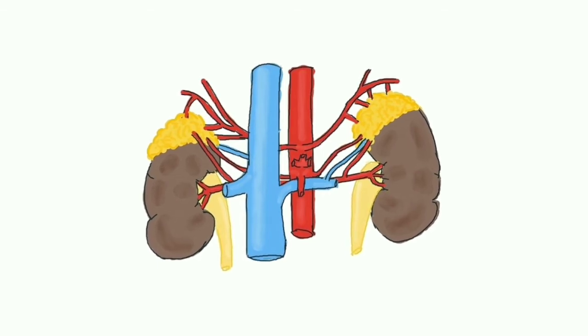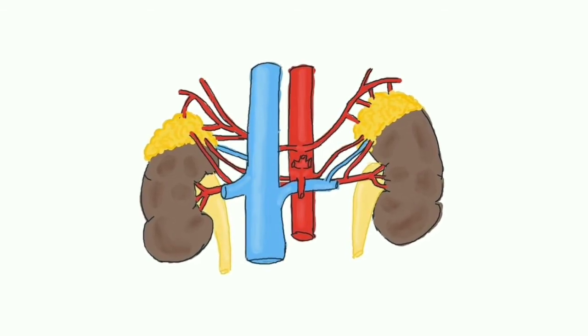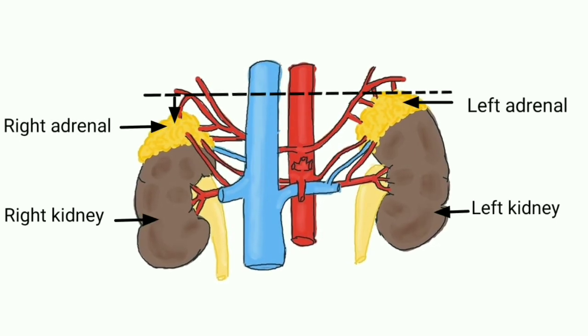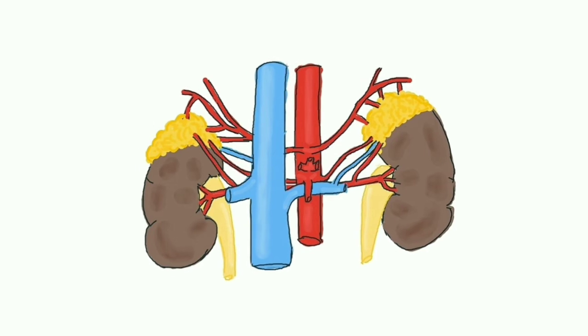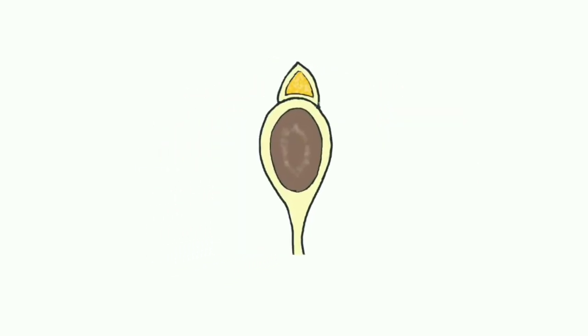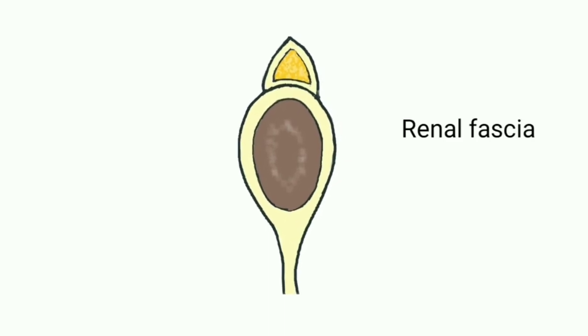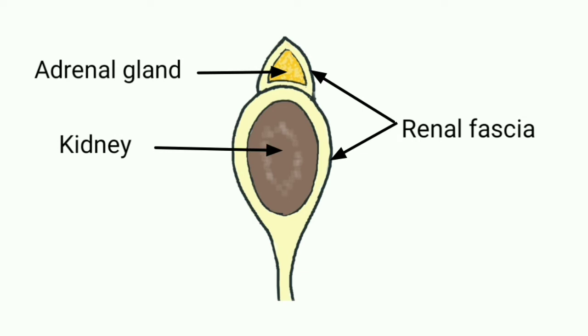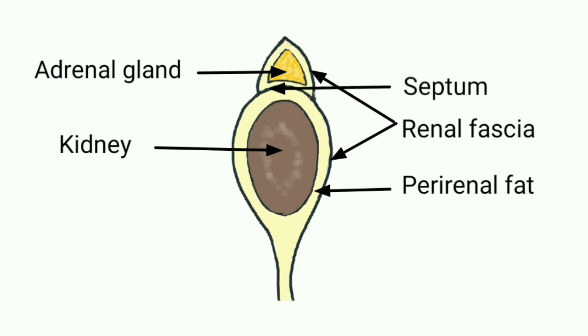Because of the large size of the liver above it, the right adrenal and kidney tend to lie lower than the left adrenal. The adrenals have a high cholesterol content, giving them a yellowish color. Renal fascia is a collagenous connective tissue sheath that envelops each adrenal gland and kidney together with a layer of surrounding perirenal fat, but the gland is divided from the kidney by a septum.